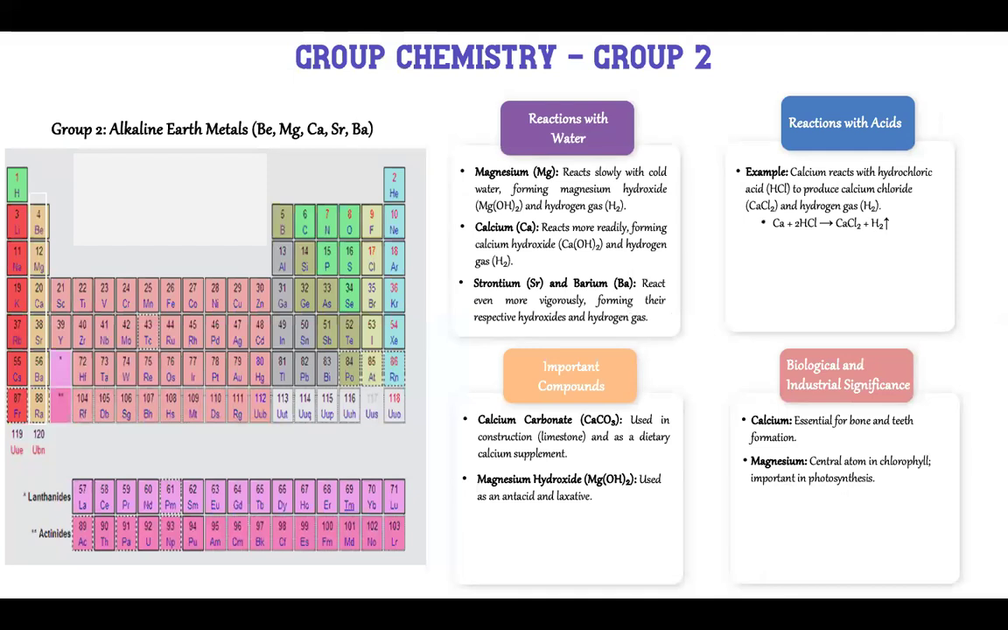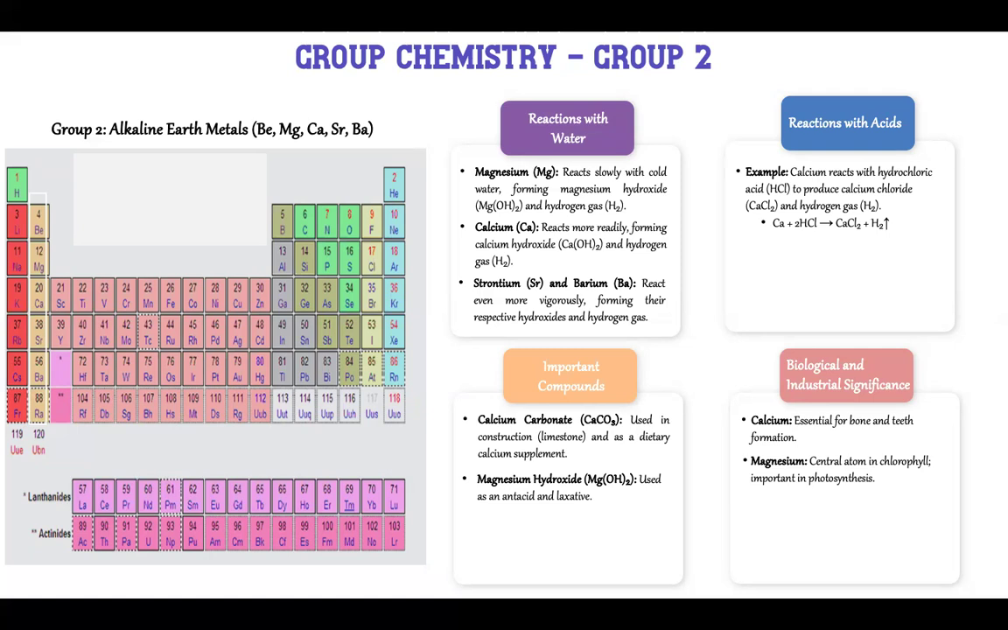Let's look into how group chemistry reacts with water, the reactions with acid, and the important compounds related to group 2, and also the biological and industrial significance. As mentioned earlier, group 2 comprises alkaline earth metals. When they react with water, magnesium reacts slowly with cold water, forming magnesium hydroxide and hydrogen gas. Calcium reacts more readily, forming calcium hydroxide and hydrogen gas. Strontium and barium react even more vigorously, forming their respective hydroxides and hydrogen gas.